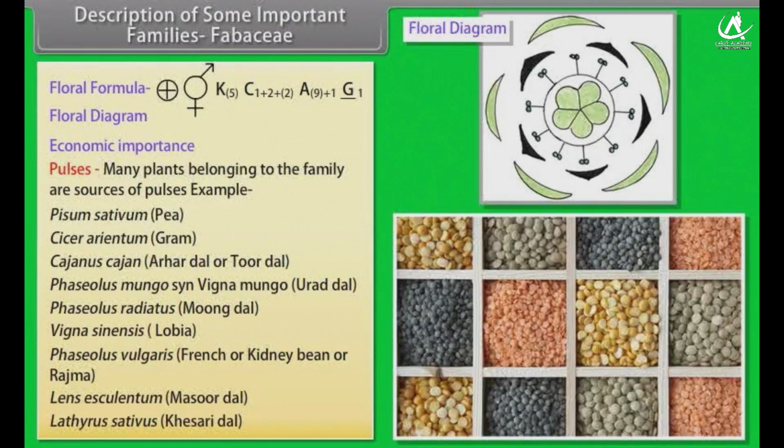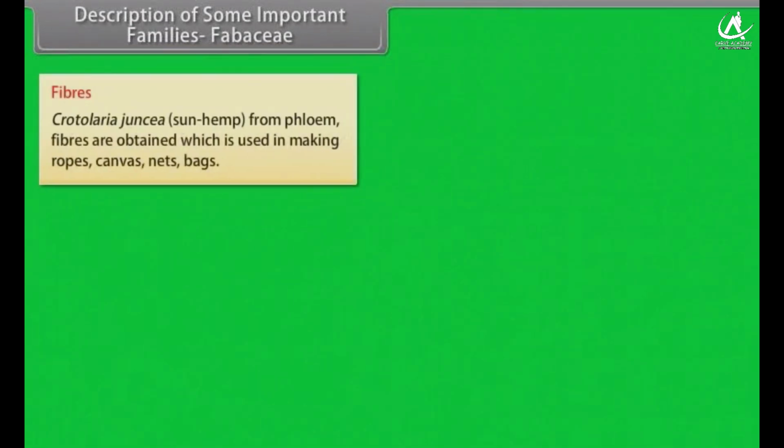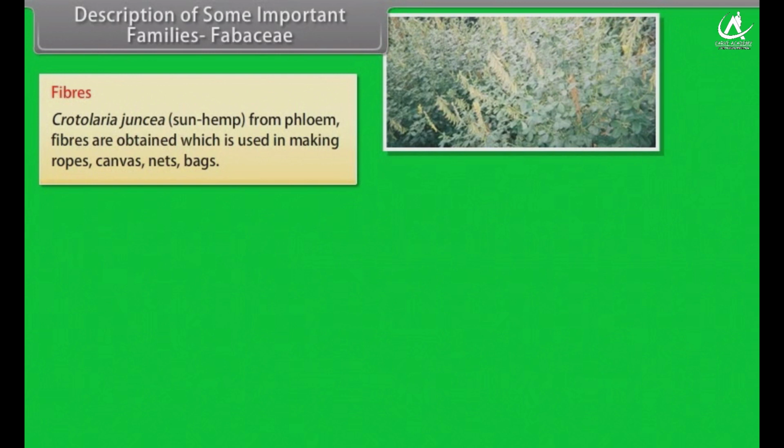Lathyrus sativus, khesari dal. Fibers. Crotalaria juncea, sunhemp. From phloem, fibers are obtained which are used in making ropes, canvas, nets, bags.